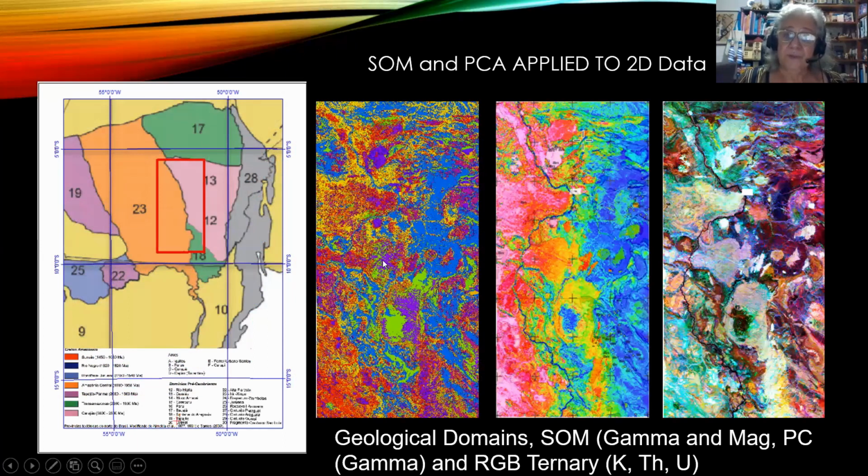We have also used the PCA, the principal component analysis, applied to the gamma mag data, and compare this. In the middle is the PCA. On the left, we have the sum, and this is the normal ternary. This is the Carajás area. We have four geological domains, and we can see that they are clearly seen from this data, and this allows us to interpret better.